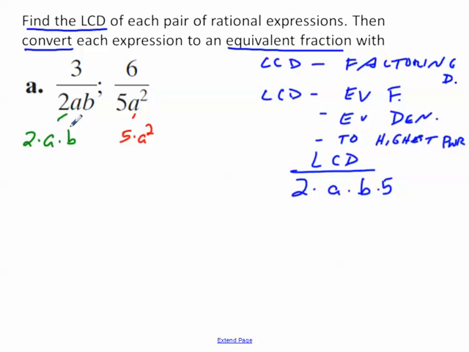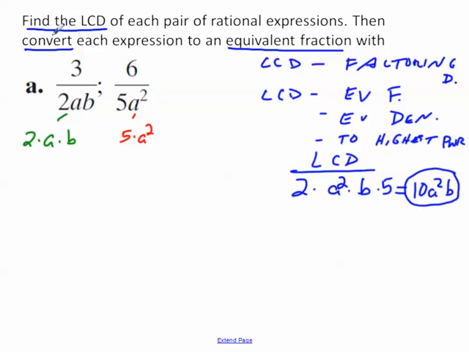2 to the first power, a to the first power, b to the first power, 5 to the first, and a squared has to be there. So let's make this a little prettier. 2 times 5 is 10. a squared, we'll go alphabetical with our variables, and there's our lowest common denominator, 10a squared b. So we factor our denominators, then list every single factor from every denominator, raise it to the highest power, and there's our lowest common denominator. So the first thing we're asked to do is find the lowest common denominator.